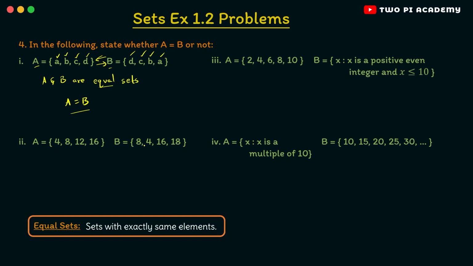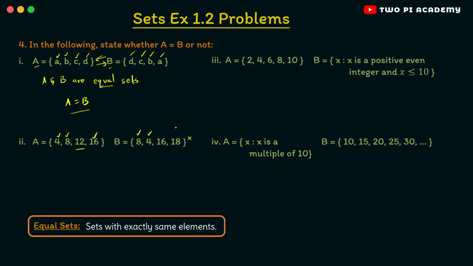We'll compare it with the elements in B. Element A has 4 and element B also has 4, and A has 8 and B also has 8. But here there is element 12 which is not in set B. So at this point you can directly quit and say A and B are unequal sets. But let us compare the other elements for formality.